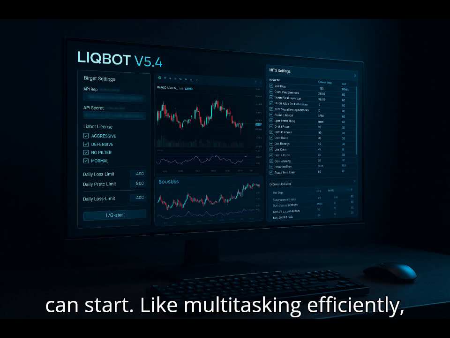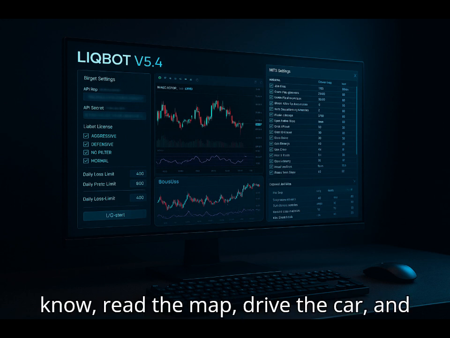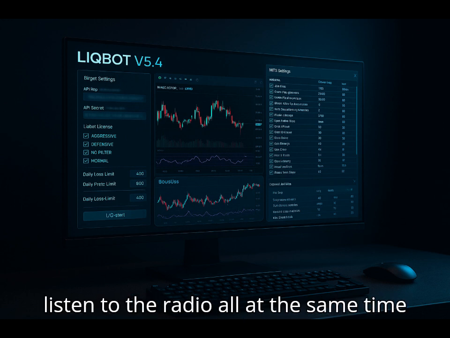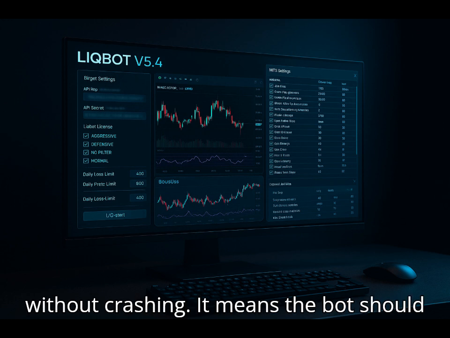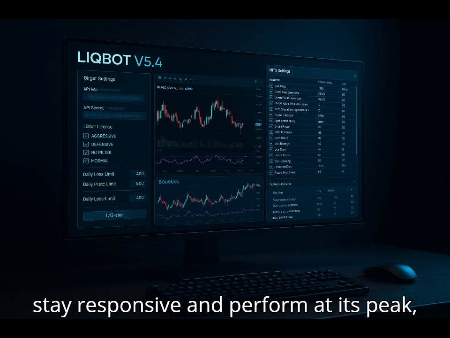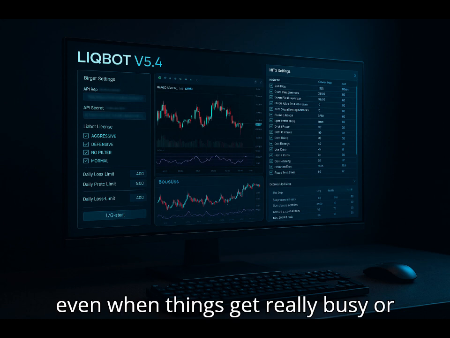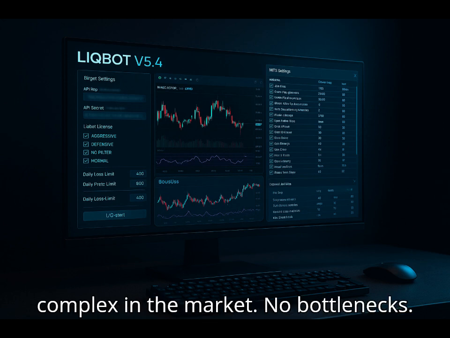Like multitasking efficiently. Precisely, like being able to read the map, drive the car, and listen to the radio all at the same time without crashing. It means the bot should stay responsive and perform at its peak, even when things get really busy or complex in the market. No bottlenecks.